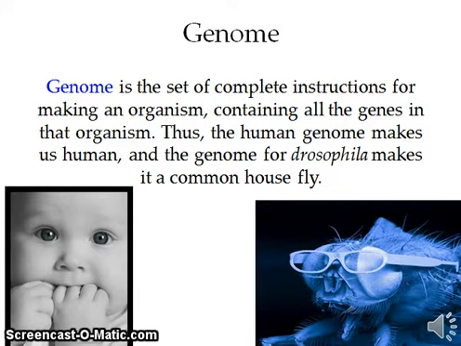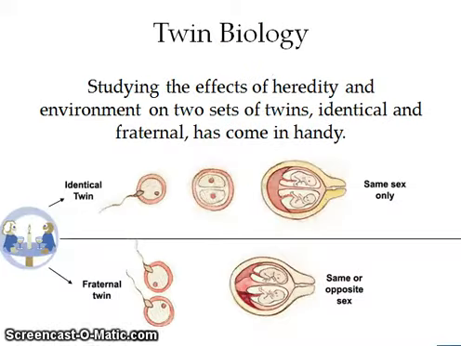Evolutionary psychologists really like to look at twin biology because twins share the same genetic makeup, but they may or may not share the nurture part of things. So studying the effects of heredity and environment on two sets of twins, we can use identical versus fraternal twins.